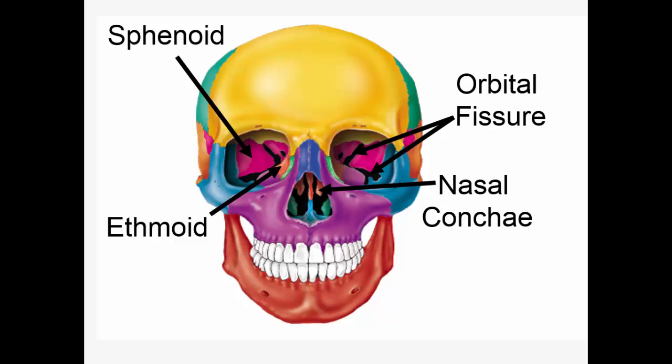And on the ethmoid bone, we have these odd-shaped things that project down into the nasal cavity. These are called the nasal conchae. These will be covered with warm mucous membranes, and as you inhale air, the air will kind of baffle around these things and get warmed up and moistened before it goes deeper into your respiratory system.